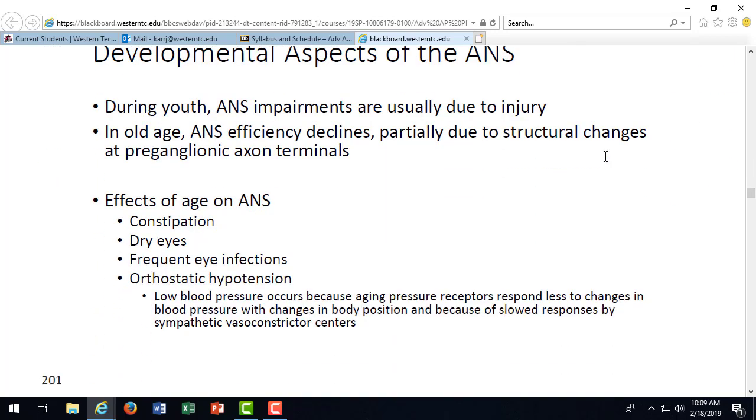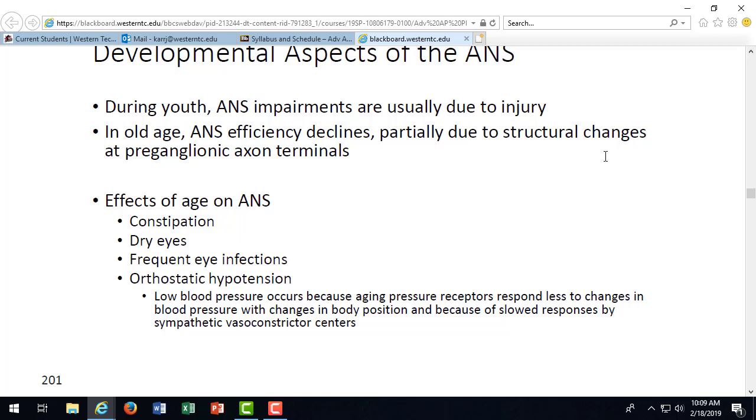As we age, what do we get to look forward to? As young people, it's usually some type of damage to the neurons or to the brain that causes people to have inappropriate autonomic responses. But as we age, the release of neurotransmitters from that first neuron diminishes. As a result, we have less parasympathetic effects on the eyes and the digestive tract. So constipation, dry eyes, frequent eye infections, drier mouths, less saliva, less mucus secretion in the digestive tract, promoting cancers and ulcers and stomach issues.